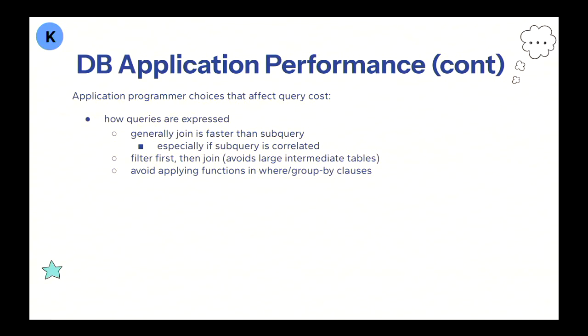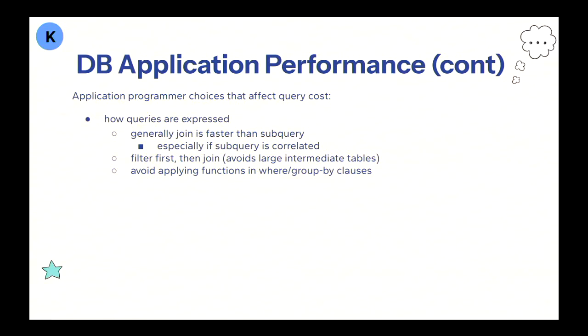Correlated subquery means that inside the subquery, we are referring to the variables of the parent query. So this is called correlated subquery. A correlated subquery could be very slow, and we will show you some examples later. Another good practice is to filter first and then join, because if you join first, you could end up with a very large intermediate table.